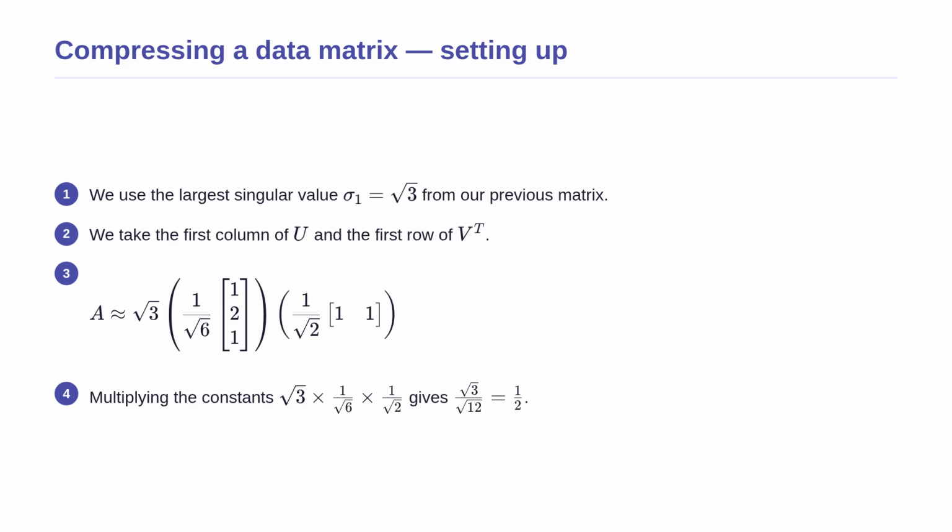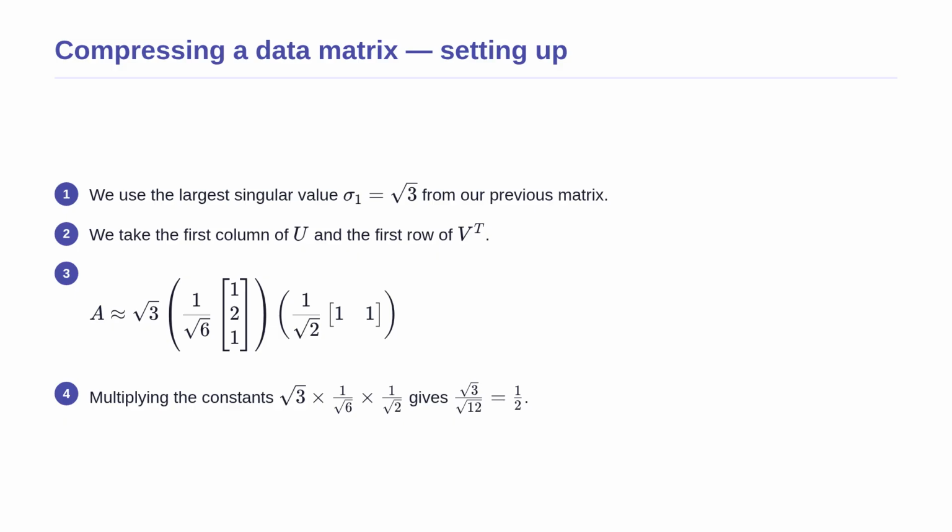Let us apply this compression formula to the exact same matrix from our previous example. We want to find a rank 1 approximation. We start by substituting the exact numerical values we found earlier. Notice that we have completely dropped the second singular value, which was the number 1, along with its corresponding vectors. We are now working with only a fraction of the original data.